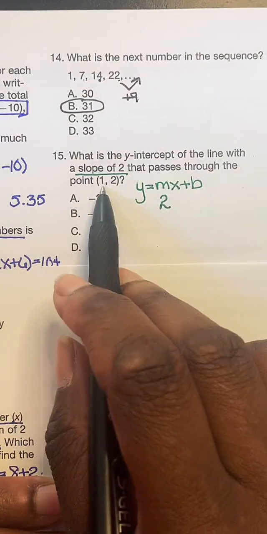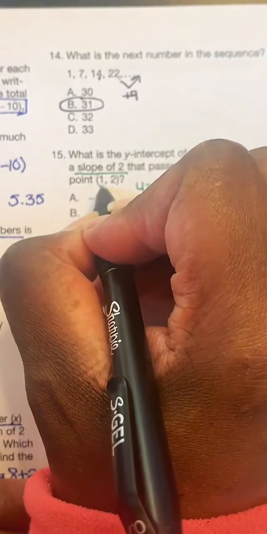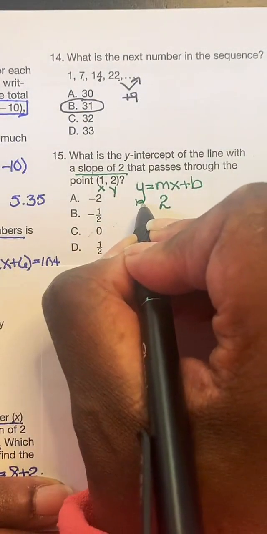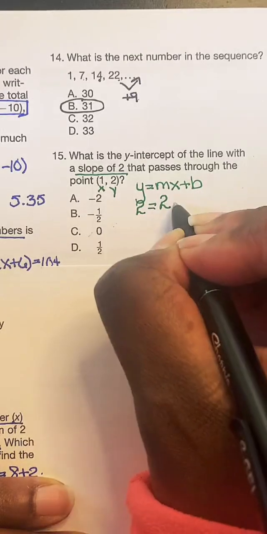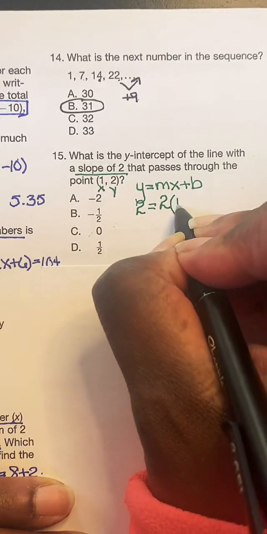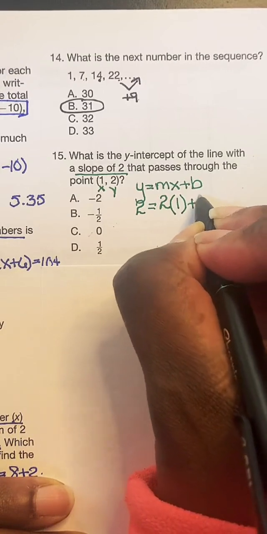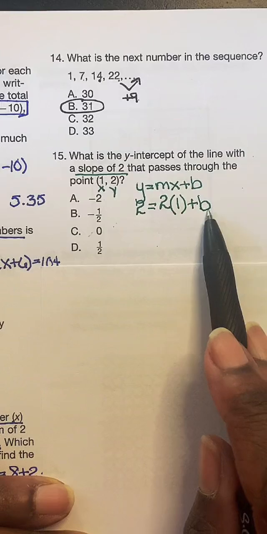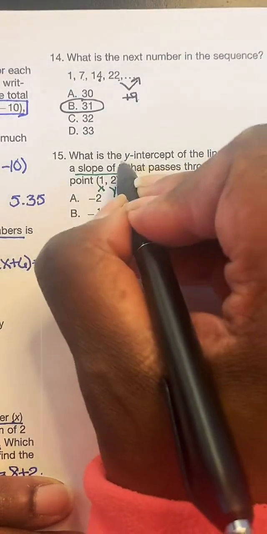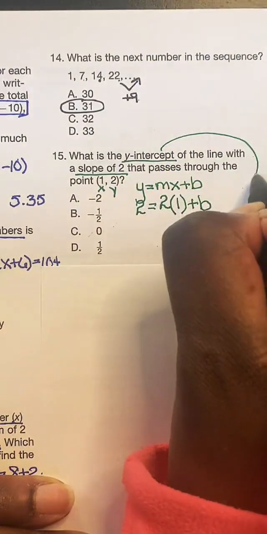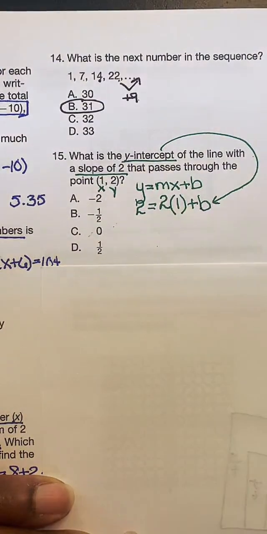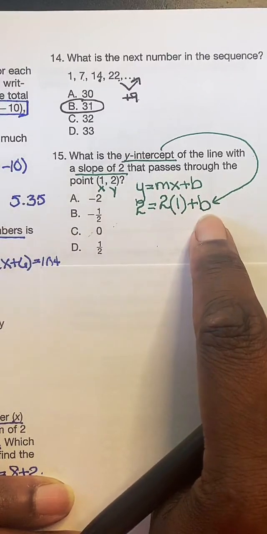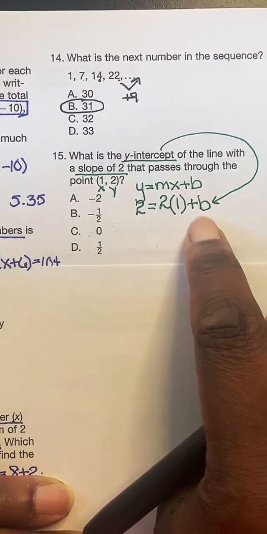They also gave us the points. They gave us the x and the y value. So we're going to replace the 2 for the y, and we're going to replace that x with the 1. What remains is the b. The b is also known as the y-intercept. Your y-intercept is your b. That is your constant. When you're graphing, that's where you start.